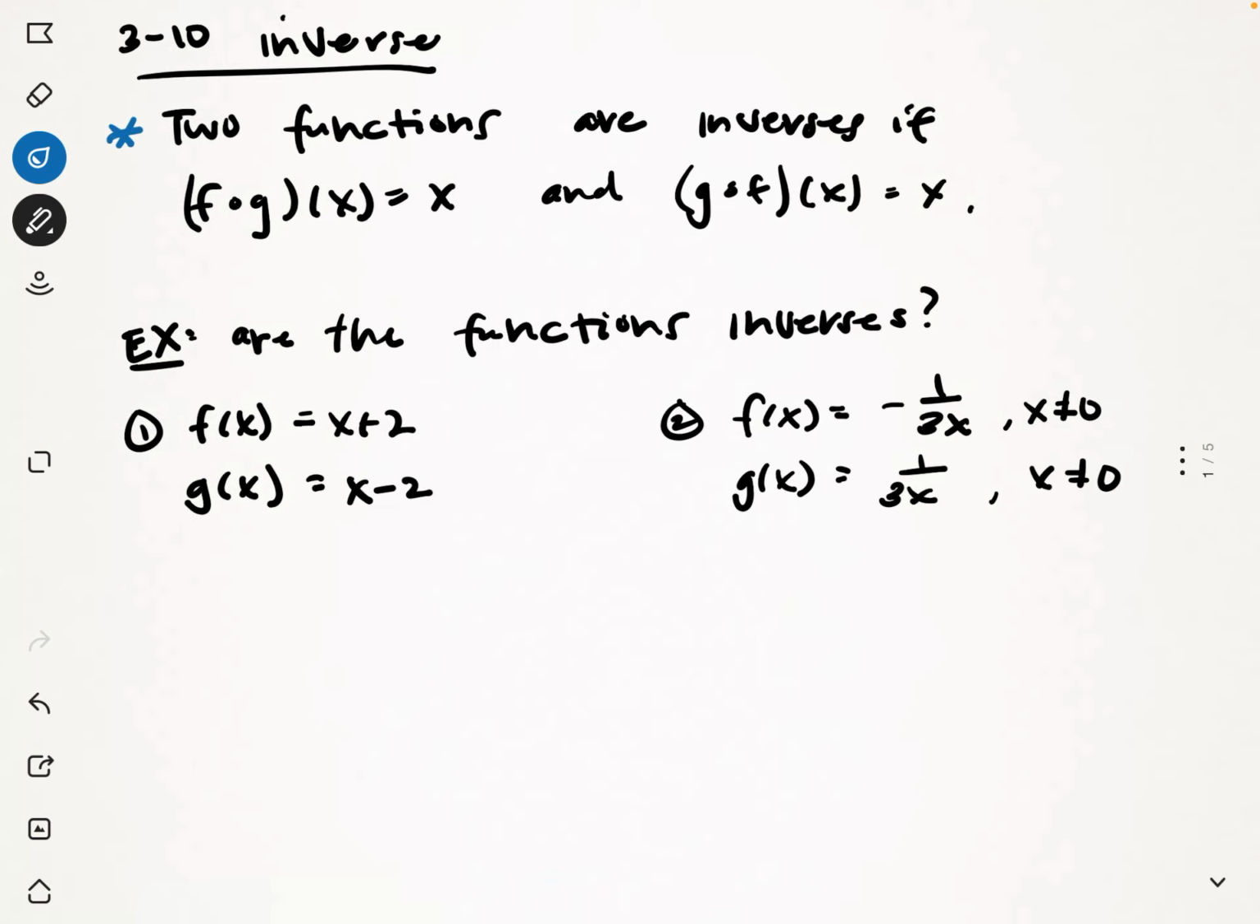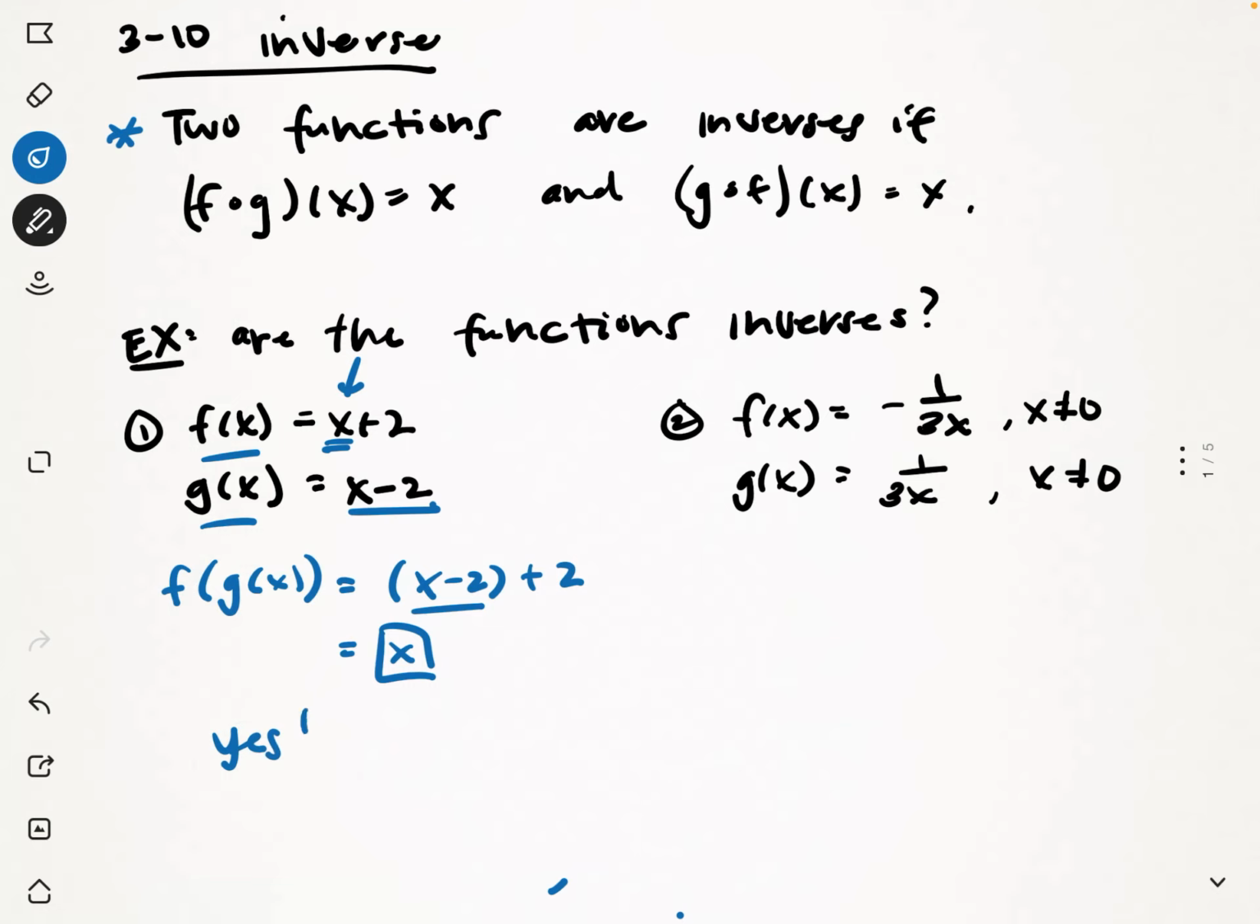So let's put g into f. Let's do f composed of g of x. I'm putting this into our x here. So we have x minus 2 plus 2. We substituted our x with x minus 2. So x minus 2 plus 2, well, negative 2 plus 2 is 0, so this is x. So yes, they are inverses of each other. And if we did it the other way, we'd come out with the same exact answer.